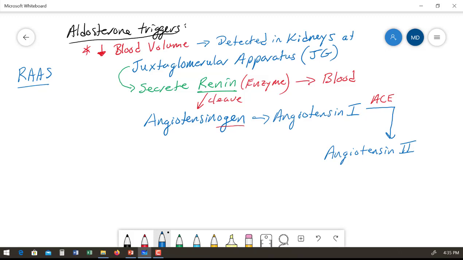Now, angiotensin 2 is also an active enzyme, and angiotensin 2 travels through the blood and it goes to the adrenal cortex, and it causes the release of aldosterone.